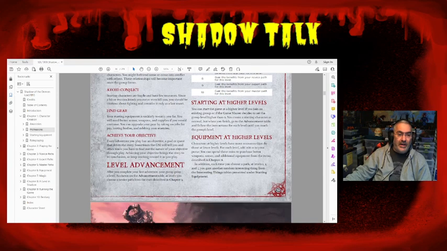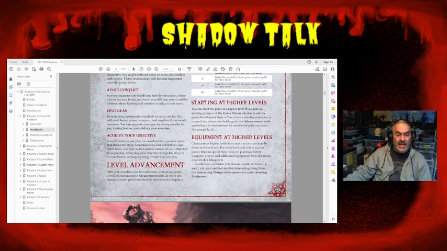Then equipment at higher level. Characters at higher level have more resources than do those at lower levels. For each level, you add 2d6 silver shillings to your purse. You can spend these coins to purchase better weapons, armor, and additional equipment from the items described in Chapter 6. In addition, each time you choose a path at levels 1, 3, and 7, you gain another random interesting thing from the interesting things tables presented under starting equipment.